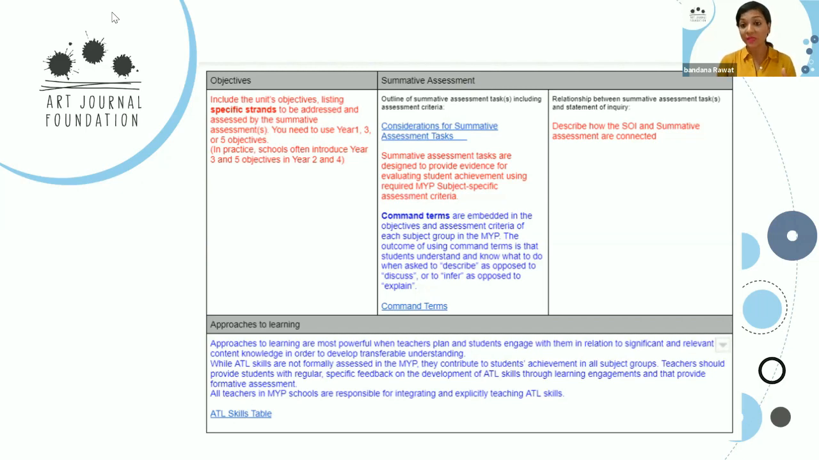Command terms also give us a scope for interdisciplinary learning. Like for example, for critical analysis, I always call my language and literature teachers. I said, please come teach my children how to do critical analysis. And in that way, they also understand language and literature, the concepts, and they understand theater also from that perspective.